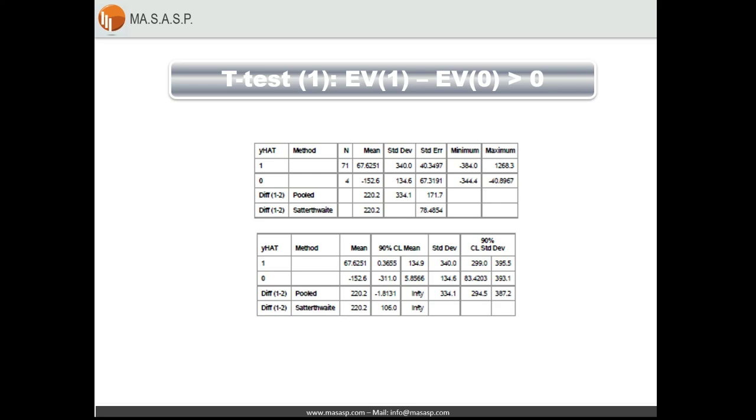The lower confidence limit of the difference of set means stands at 106 basis points, which is considerably bigger than 0.